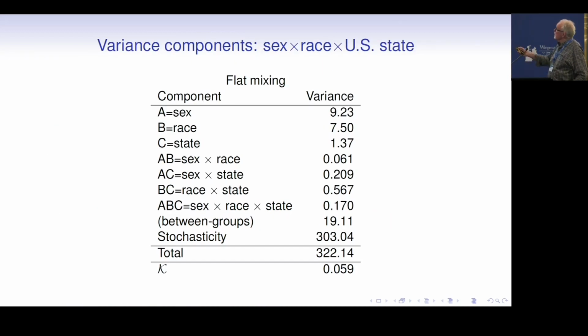So here are the variance components. We have a component due to sex, due to race, due to the state of residence. We have 3 two-way interactions: sex by race, sex by state, race by state. Those interactions are all relatively small. We have a 3-way interaction, contribution to variance of the 3-way interaction between race, state of residence, and sex, and it's also small. The overall sum of that is the between group variance due to heterogeneity. There's a very large component due to stochastic outcomes of survival within the groups, and the variance ratio, again, is about 6%.